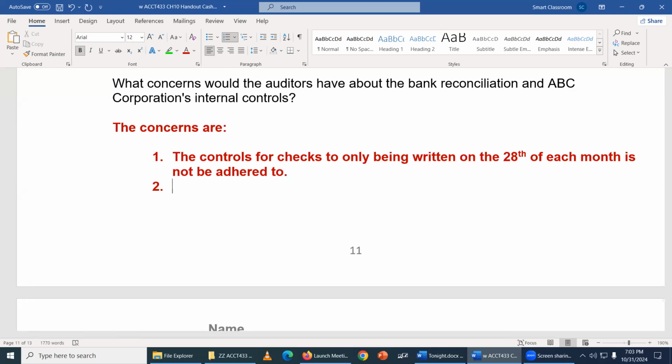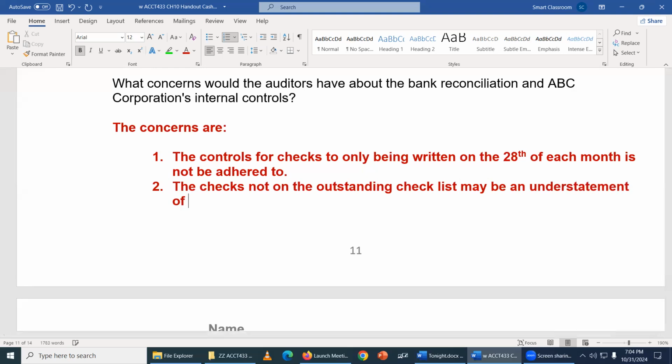And second of all, hey, I lost my second. Oh, what do I have in here? The check's not on the outstanding checklist. That would be an understatement. So it may be understating their expenses by not including those on that outstanding checklist.